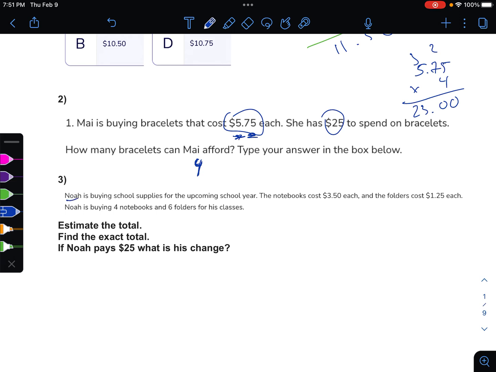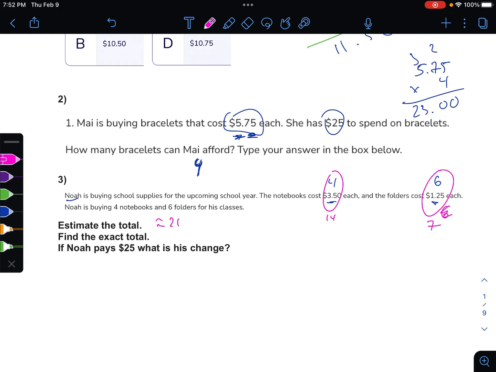Let's talk about Noah. Noah seems to show up in these stories a lot. He's buying school supplies. We've got notebooks that cost this, folders that cost that. He's buying 4 of the notebooks and 6 folders. We're going to do some estimation. Estimation is a really good thing. So 4 times $3.50, so 4, 6, 7, 11, 12, so maybe 12 with the 50 cents, maybe about 14. And $1.25, 6 of those, maybe we'll just say about 6. It's got the 25 cents, so let's make it 7. So the estimated total is about 7, and maybe about 21.